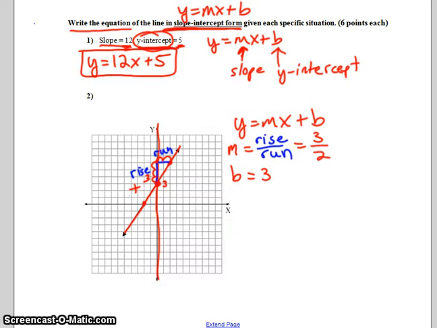Now we have to write the equation. Y equals m, 3 over 2, x plus b, and b is 3.